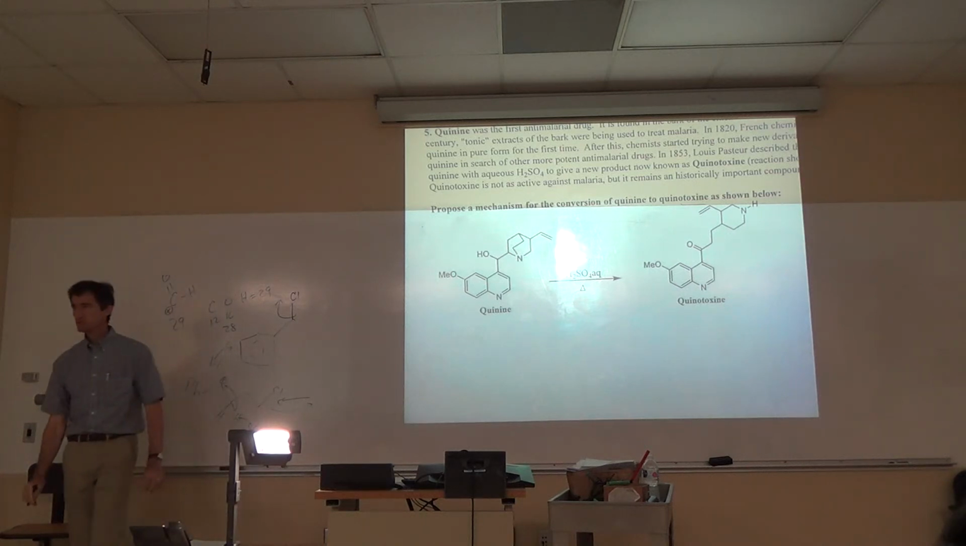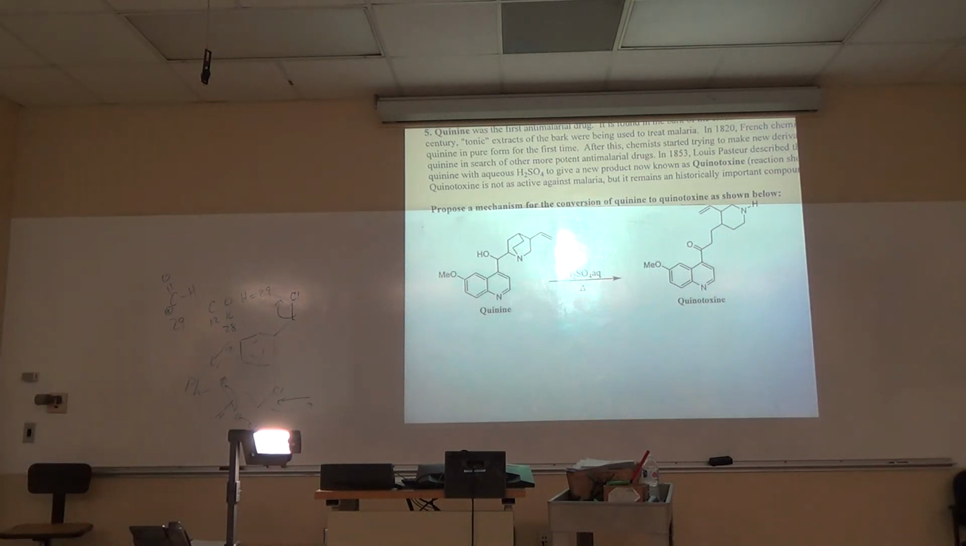Did you identify the leaving group? Is this leaving group chemistry, or is it just plain alkene chemistry? What's going on? Substitution elimination is leaving group chemistry. You can't do substitution elimination without a leaving group. Do you see a leaving group? Has something left the building? Has an atom left another atom?